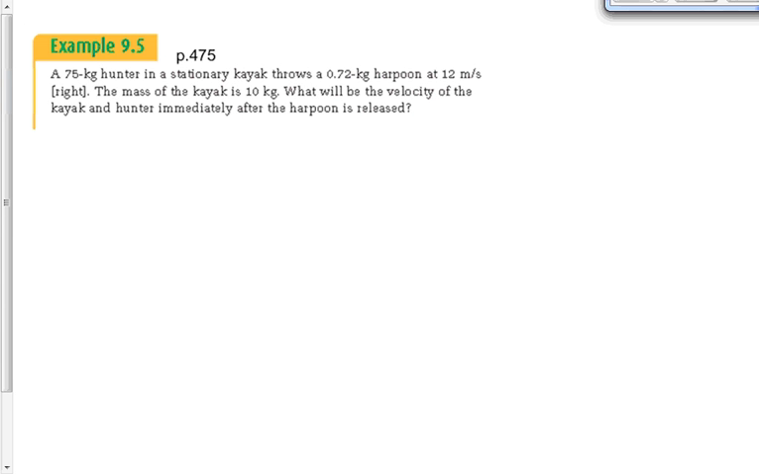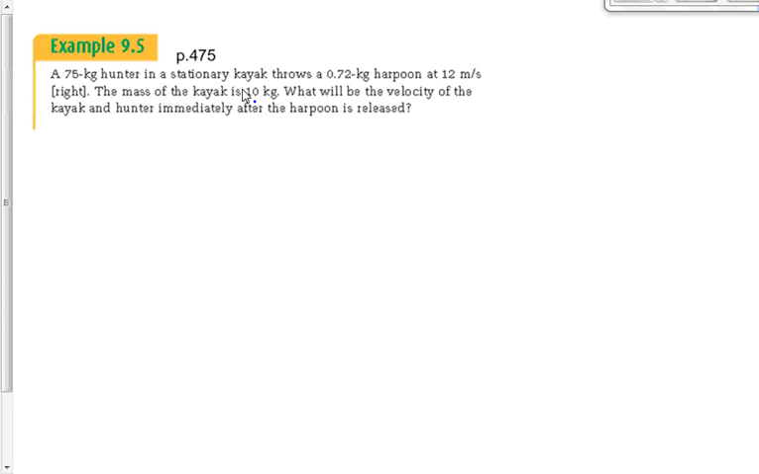All right. So the guy's in the kayak. He's with the harpoon. He throws the harpoon. So the harpoon goes one way. What goes the other way? The kayak and him. So the kayak and him never separate. We're given the mass of the kayak and the guy separately here, but those masses never come apart. So that 75 kilogram hunter and the 10 kilogram kayak, let's put them together and let's leave them together. They're trying to mess us up here with separating those masses.